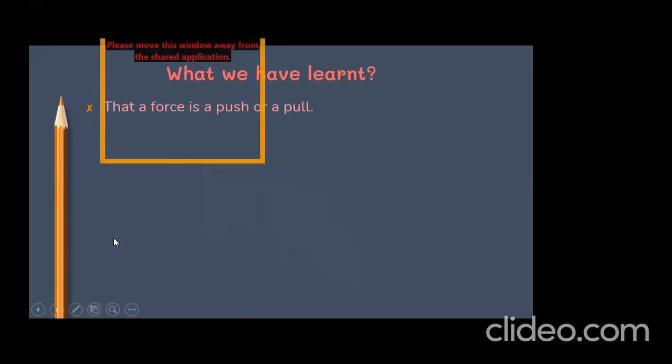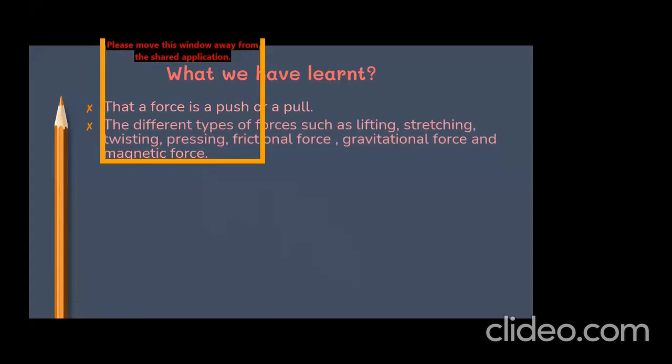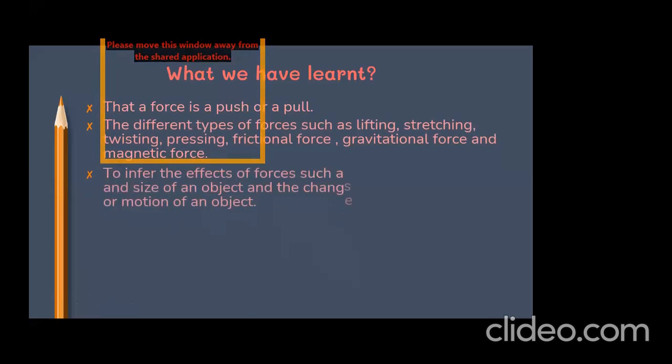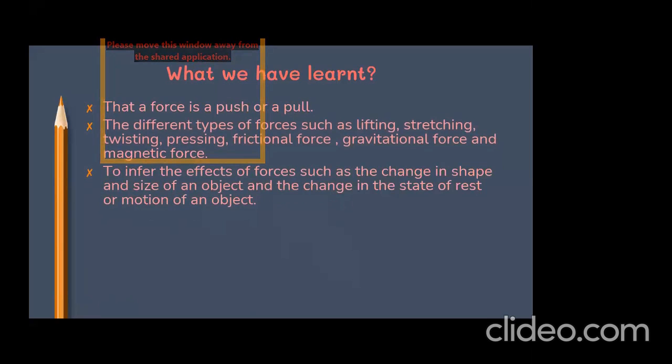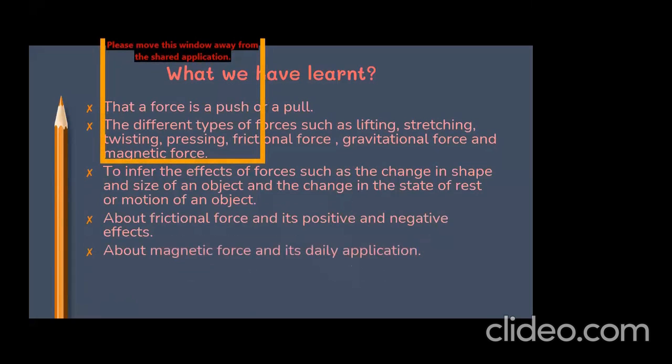Up till now, we have learned in this chapter that force is a push or pull, the different types of forces such as lifting, stretching, twisting, pressing, frictional force, gravitational force, and magnetic force. We have also learned the effects of forces such as change in shape and size of an object and the change in the state of rest or motion of an object. About frictional force and its positive and negative effects we have learned. We have also learned about the magnetic force and its daily applications.